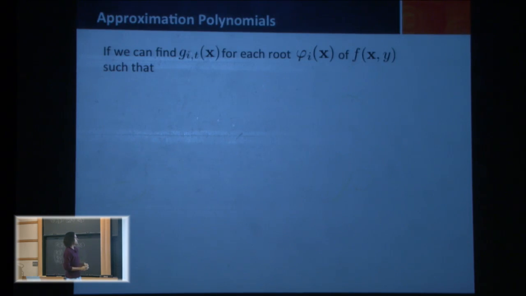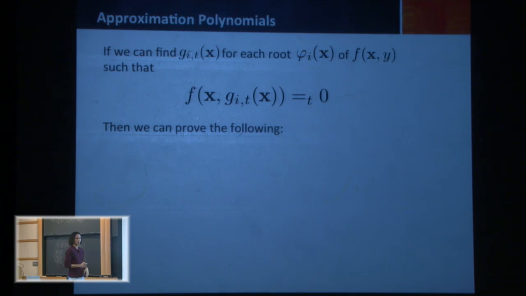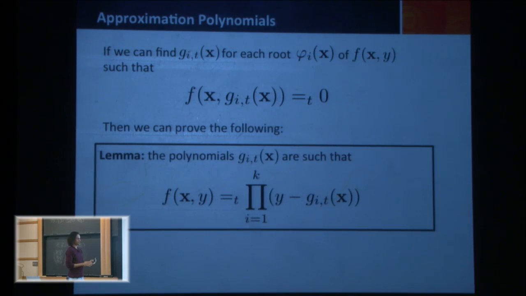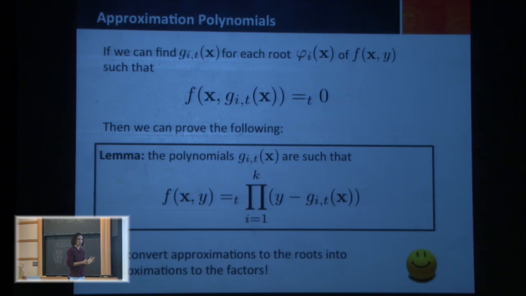Suppose that we can find these approximations, these polynomials of low degree that approximate the roots such that f of x, g_i of x is equal to 0 up to degree t. Then we can prove the following lemma. These approximations to the roots are such that f of x is equal, up to degree t, to the product of y minus the approximations of the roots. So the approximations of the roots also approximate the whole polynomial. We can convert the approximations to the roots of f into actual approximations to the whole polynomial.